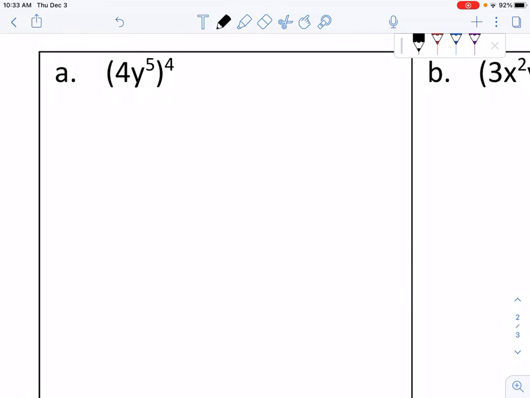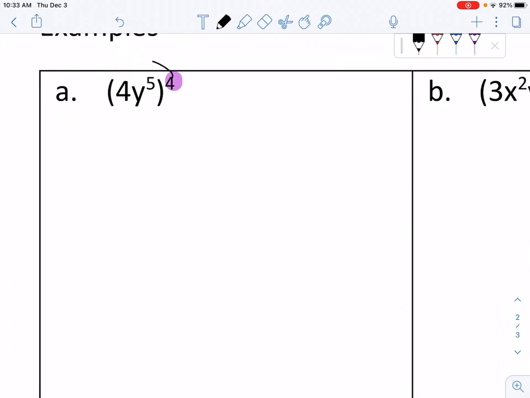So for this one, we have a fourth power. So I'm going to give it to my 4 here. So this is going to be 4 to the fourth power. And I'm going to give it to y to the fifth. So that's going to get times 4. If you see in purple there, I just took it and distributed it to each term. Now I'm going to work this out. 4 to the fourth power.